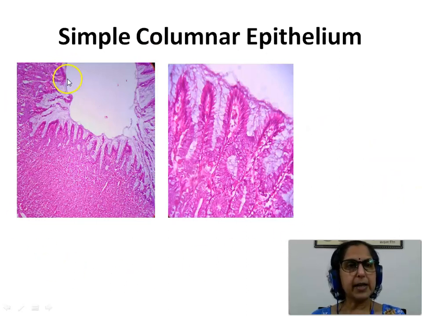H&E stain slide, low power view of a slide of stomach showing us the lining epithelium of the mucous membrane, which is simple columnar epithelium. A high power view of the same, we see this is the basement membrane, and these are the columnar cells having an oval nucleus situated near the base of the cells. Simple columnar epithelium.